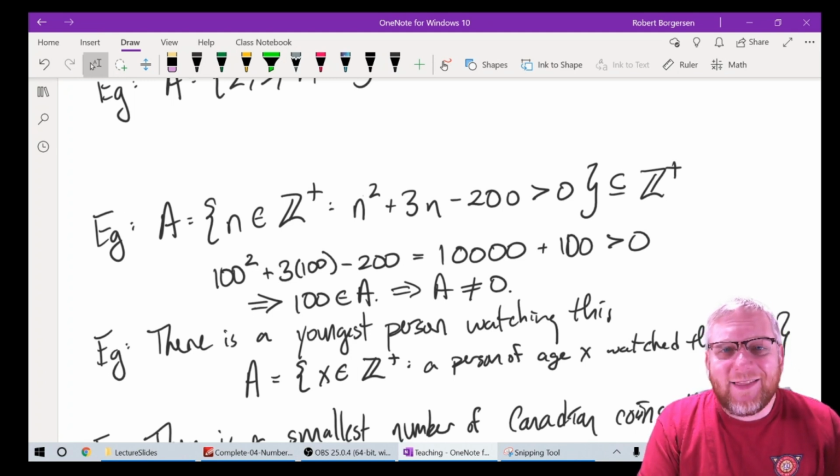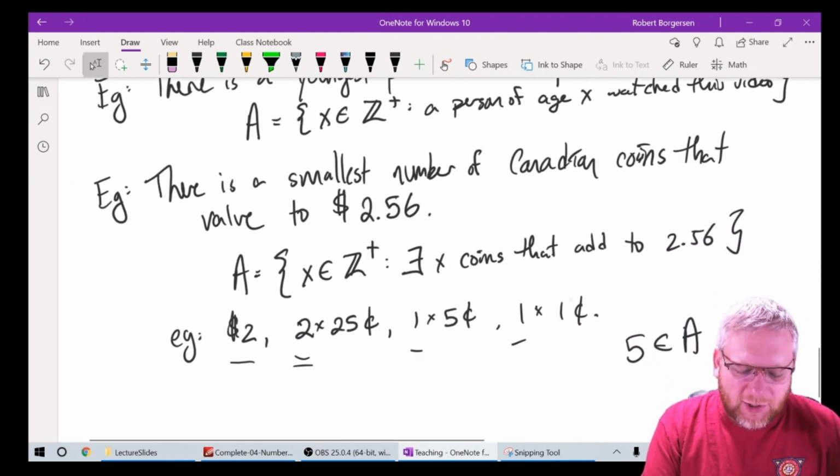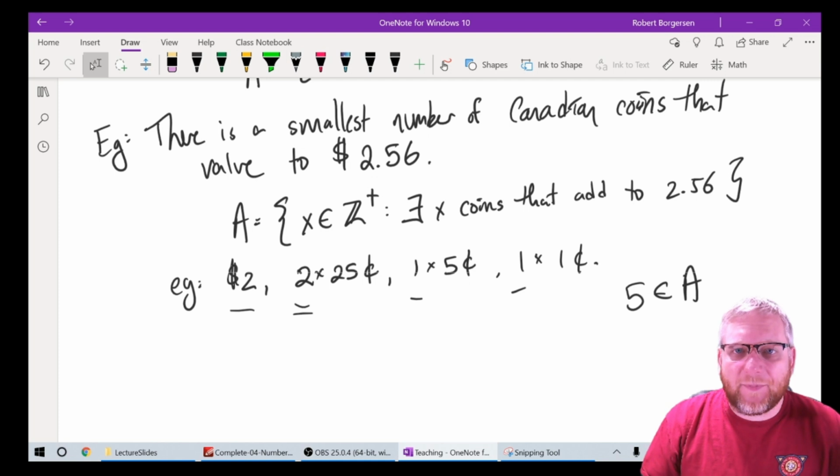But the point is that I can actually plug in values there, and eventually, I've proven here, eventually I will become positive. And whatever number is the first one that becomes positive, that is the one that exists from the least integer principle or from the well-ordering principle. It has to exist. There has to be a youngest person watching this, and there has to be a smallest number of Canadian coins that add to $2.56. So we'll leave that there. Have a good one, and we'll see how we apply this in future videos.